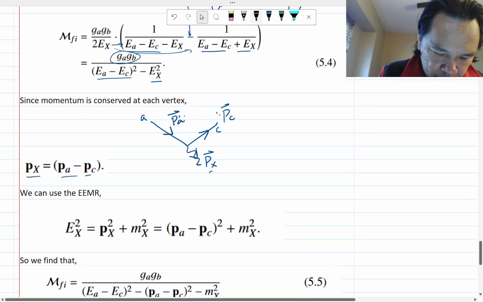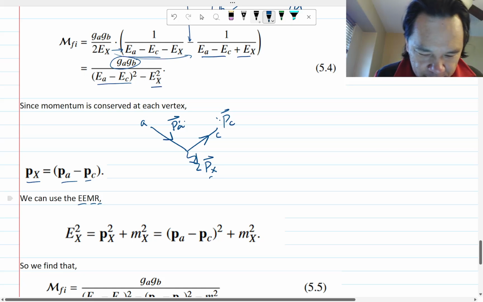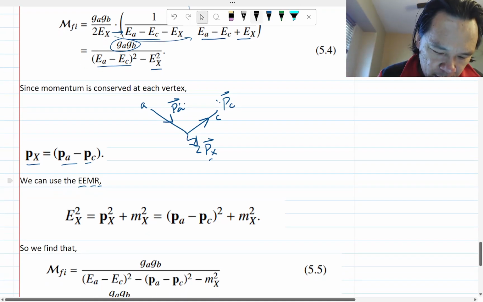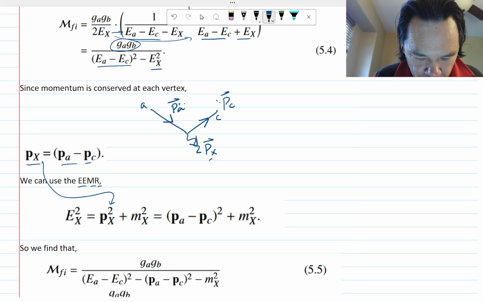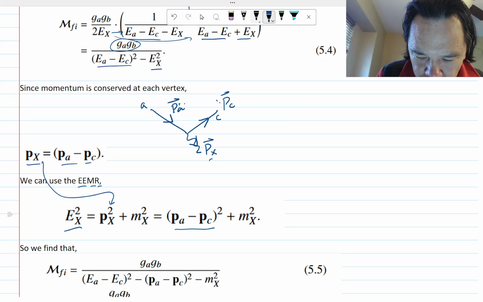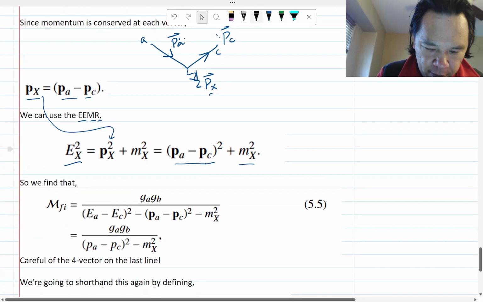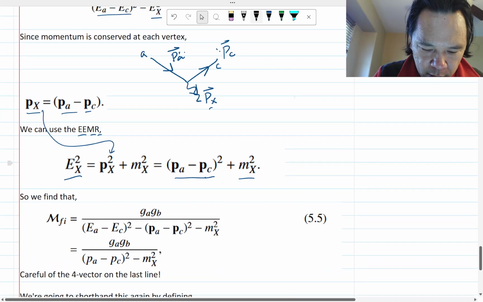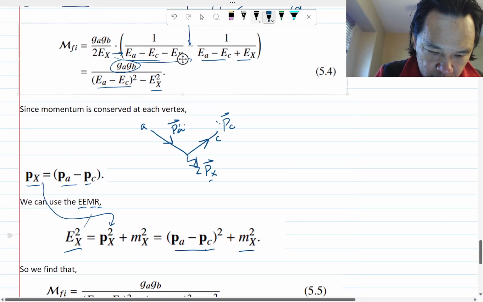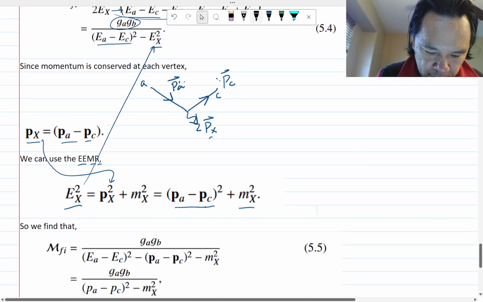Once again, we can use the Einstein energy momentum relation. We use this equation a lot, okay? If we put in Px in here, Ex squared is actually equal to the difference in the 3 momentum of particle A and C squared, okay? Not so bad so far. We still have this mass square term at the end. What we can do is substitute in Ex squared up here, okay?